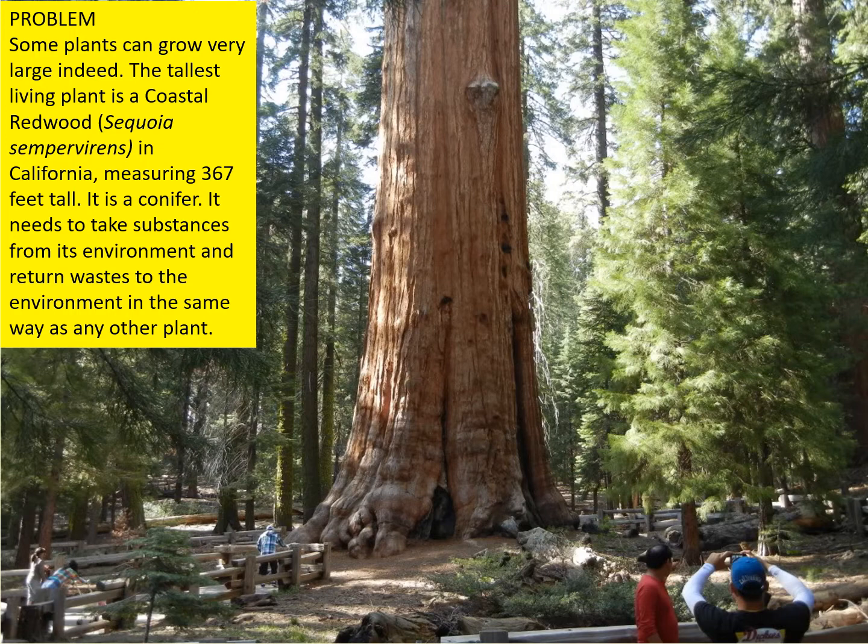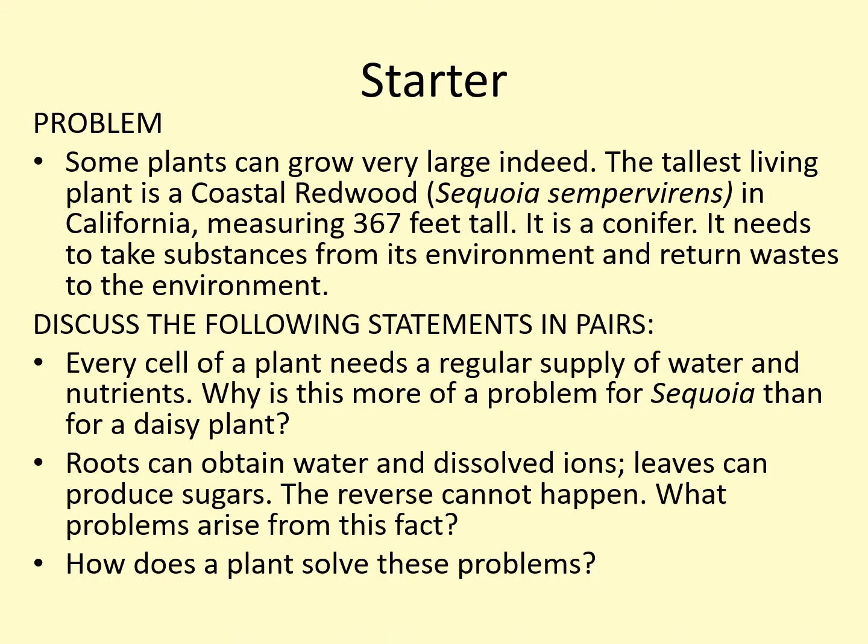So this is a giant sequoia, otherwise known as a redwood, and you get these in California, and you can see just how little the people are at the bottom there. So the largest one is 367 feet tall. So we have a problem. Some plants can grow very large indeed. The tallest living plant is a coastal redwood sequoia in California, measuring 367 feet tall.